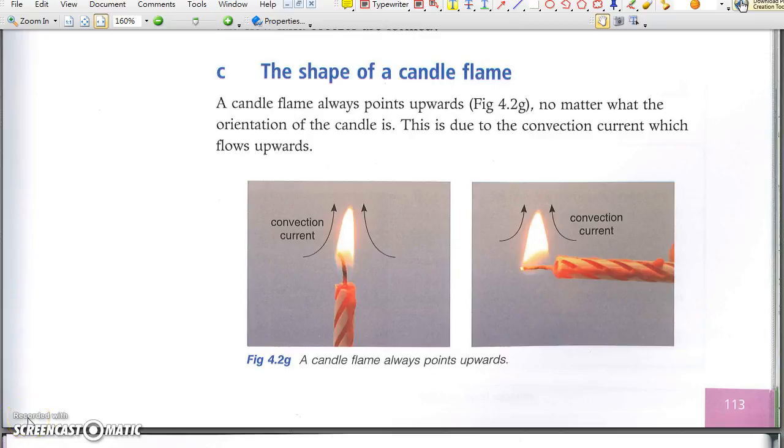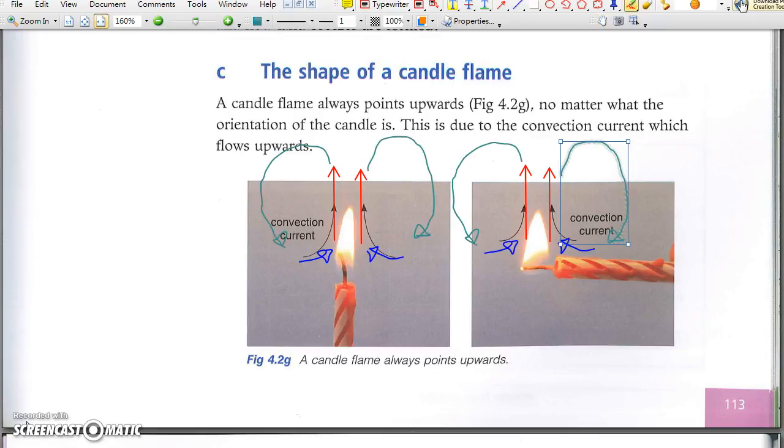C. The shape of a candle flame. You should be familiar with the shape of a candle flame. A flame is hot and the surrounding air is heated up easily. The air expands and its density is reduced. It rises, and cold air from the surroundings moves in and replaces it, creating a convection current eventually.